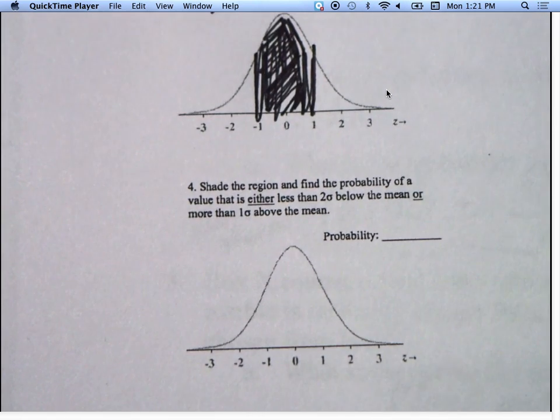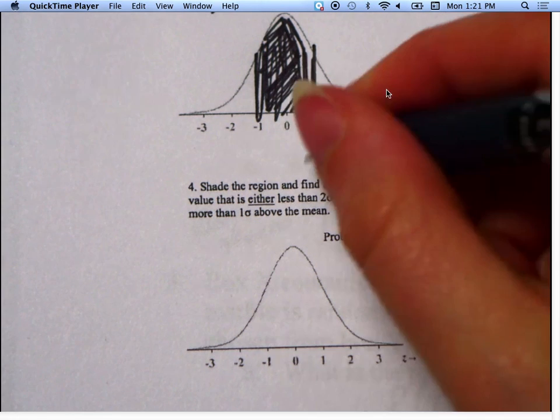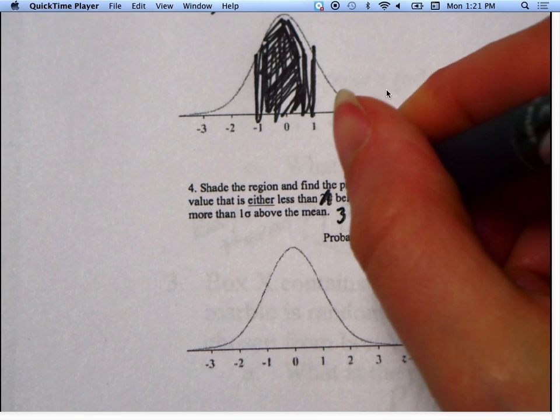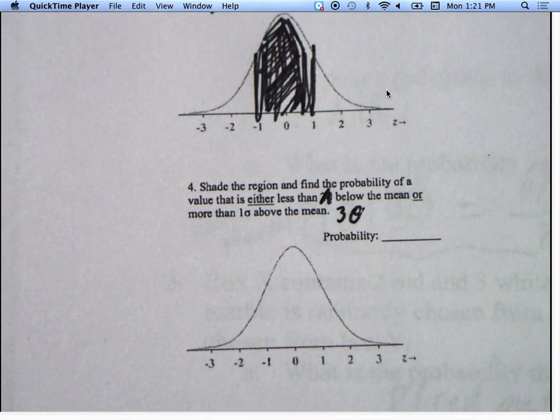All right. We're going to shade the region and find the probability of a value that is either less than 3 standard deviations below the mean or more than 1 standard deviation above the mean. I want you guys to try this on your own.